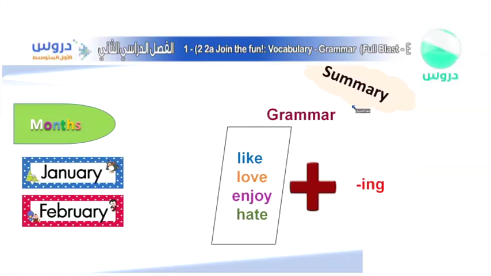Alright, so as a summary to the lesson, we have taken the months, which are January, February, March, April, May, June, July, August, September, October, November, December. And then we have spoken about some grammar. We have taken some words that express our feelings and said when we use these words, we use a verb plus ing next to it, which we called a gerund. So this is the whole thing about our lesson.